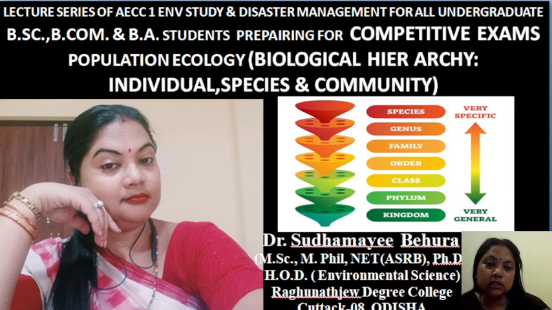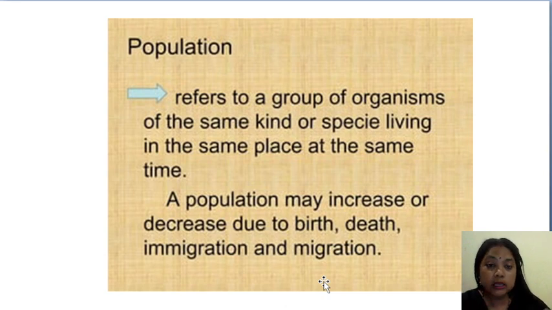Today we will discuss in some other way, that is about individual, species, community, ecosystem, then biome, then biosphere. In this way we will discuss the entire biological hierarchy. Let us see in our next slide, population. Population refers to a group of organisms. Before population we have some other groups also, species, then individual.